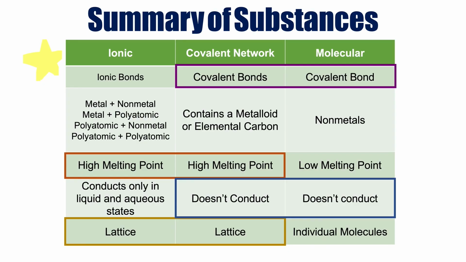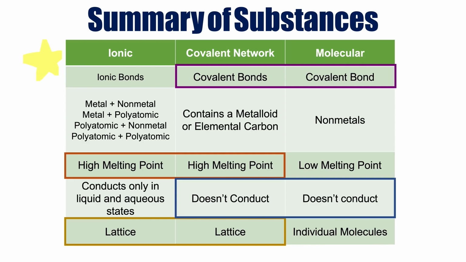So now to summarize what we've looked at so far, we've looked at ionic compounds, covalent network, and molecular. When you're learning their properties, sometimes it's helpful to group them. So for example, ionic compounds have just ionic bonds, but covalent network and molecular both have covalent bonds that are holding them together. You should be able to identify them. So ionic is metal-nonmetal, metal-poly, poly-nonmetal, poly-poly. Covalent network either contains a metalloid or is elemental or pure carbon, and a molecular compound is just made up of nonmetals.